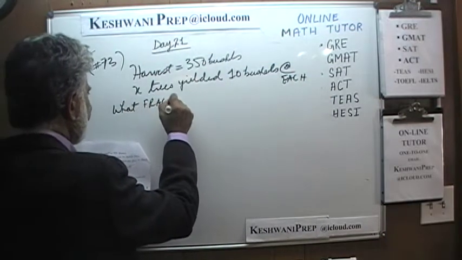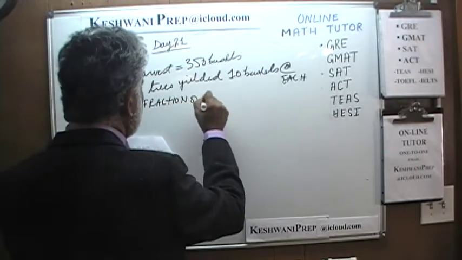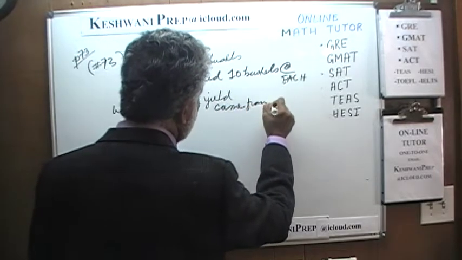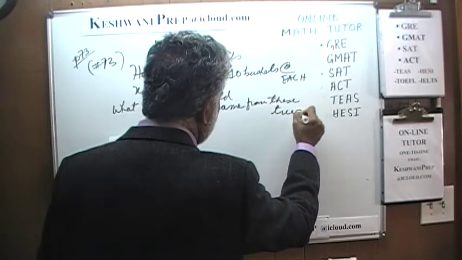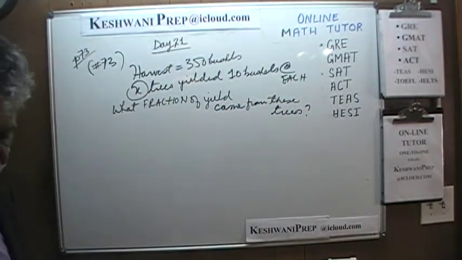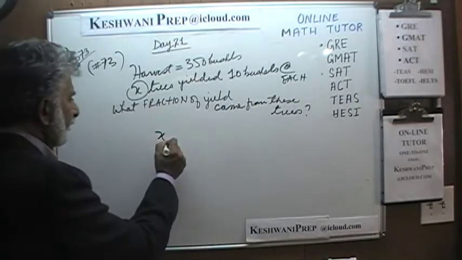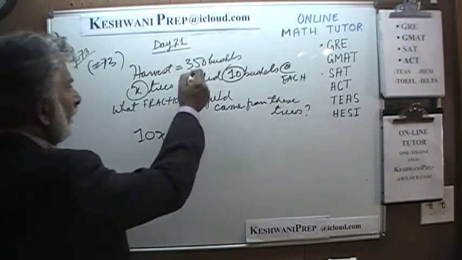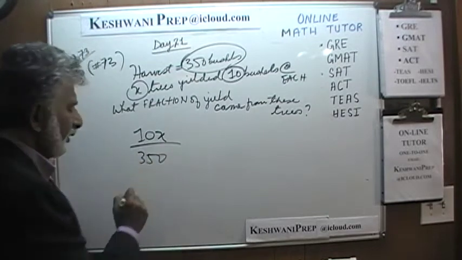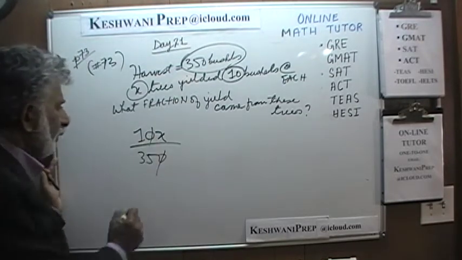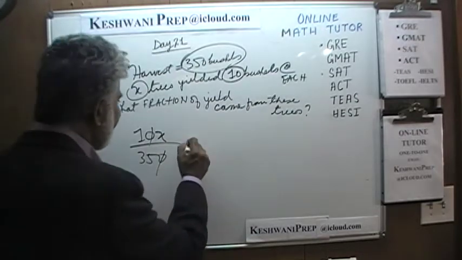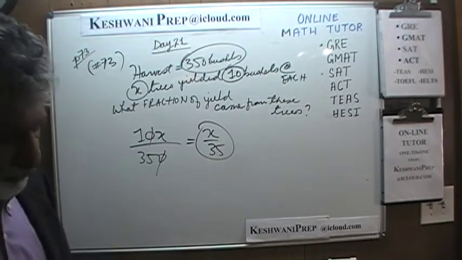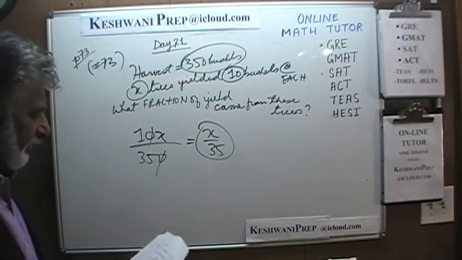what fraction of the yield came from these X trees that we're talking about. Again, it's very straightforward. Since we have X trees and each one of them gave us 10 bushels, obviously we have 10 times X bushels from these trees. The total yield was 350. There you go. The question was, what fraction of the yield came from these trees? The answer is X over 35, however many trees we had there.